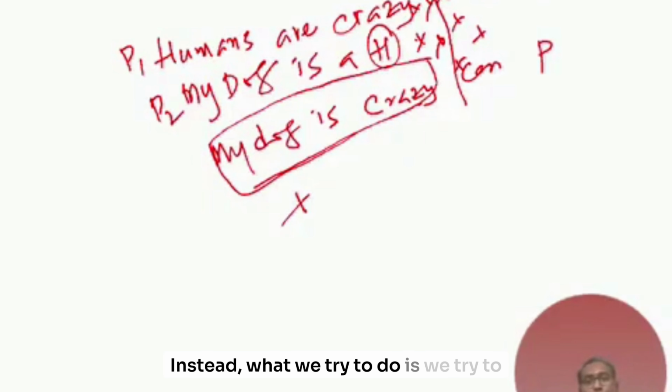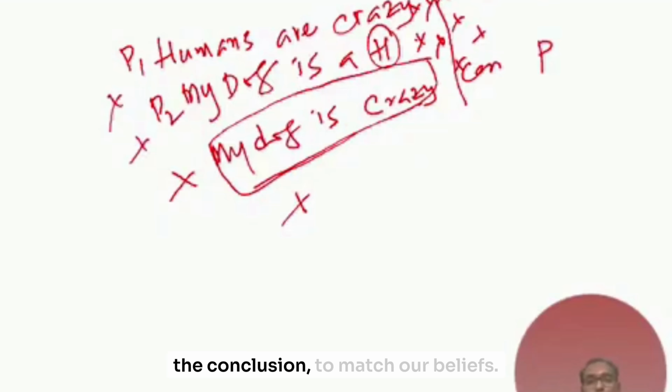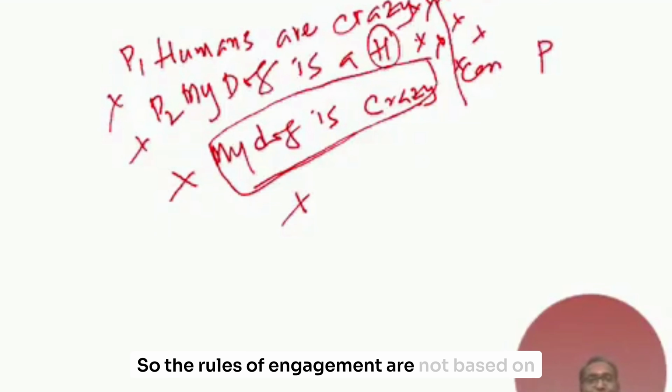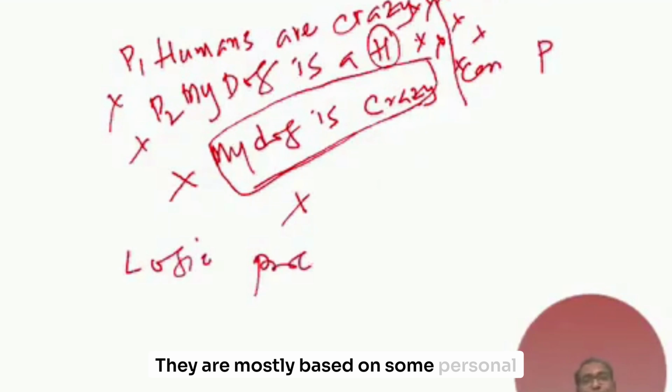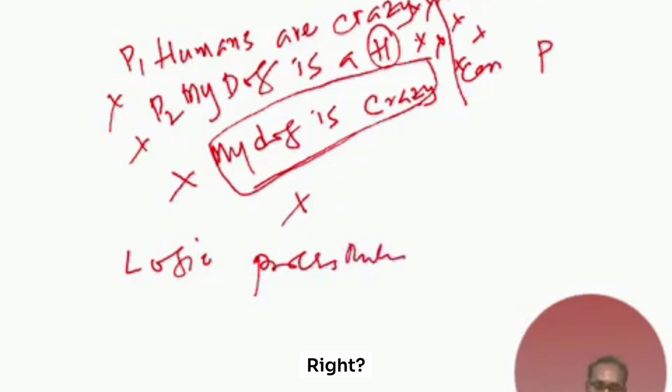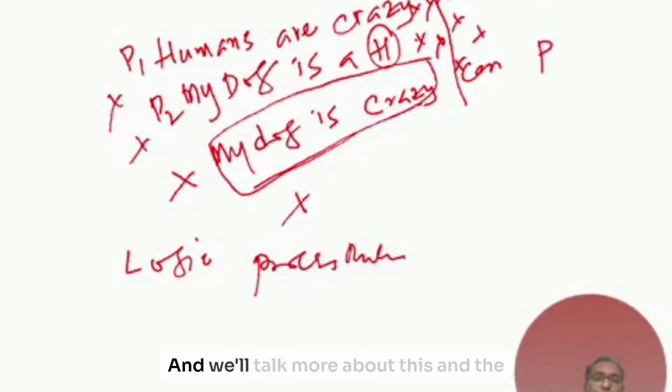Instead, what we try to do is change the statements, either the premises or the conclusion, to match our beliefs. So the rules of engagement are not based on the rules of logic, they are mostly based on some personal rules, right? So that is a problem with logic for humans, and we'll talk more about this and the limitations of logic in the next slide. For now, let's move on to talk about why logic. I gave you some information now, but we'll talk a little bit more in the next slide.